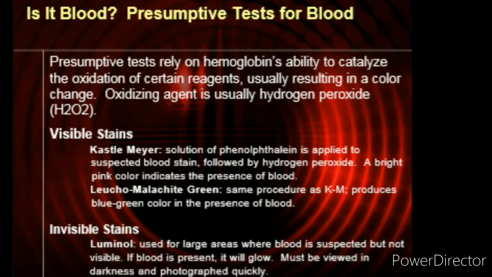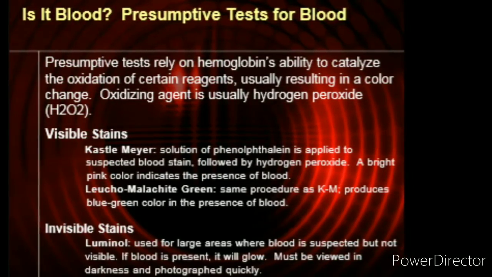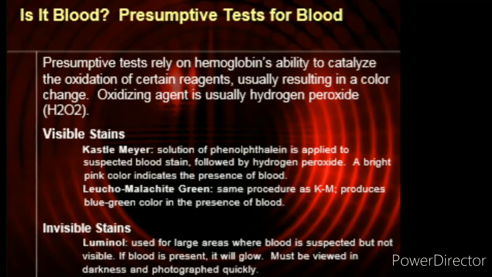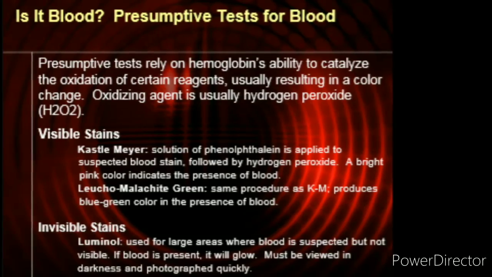Invisible stain. Luminol. Used for large areas where blood is suspected but not visible. If blood is present, it will glow. Must be viewed in darkness and photographed quickly.